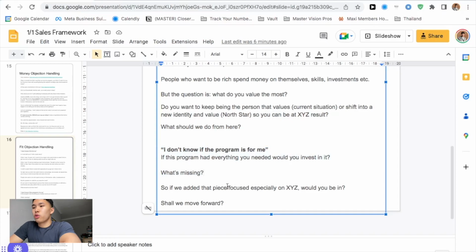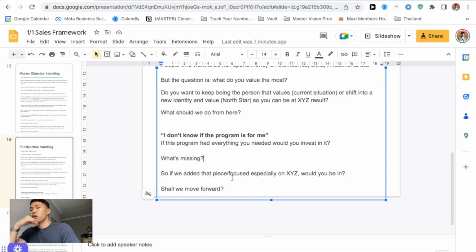If they say I don't know if the program's for me, I don't know if it's the right fit for me, you just be like, okay, no worries. If this program had everything you needed, would you invest in it? So if it had everything, would you move forward? Say yes. Ask them what's missing. So if you added that piece or focused especially on XYZ, would you be in? And then hopefully they say yes, and then you ask to move forward.